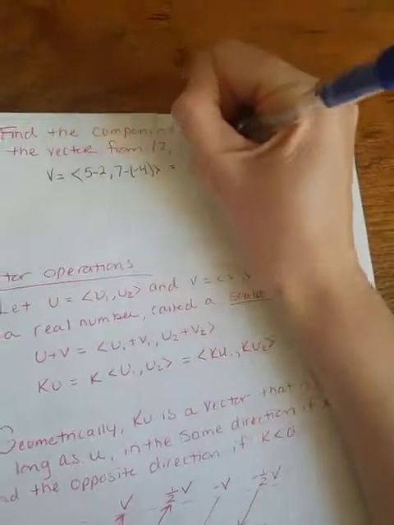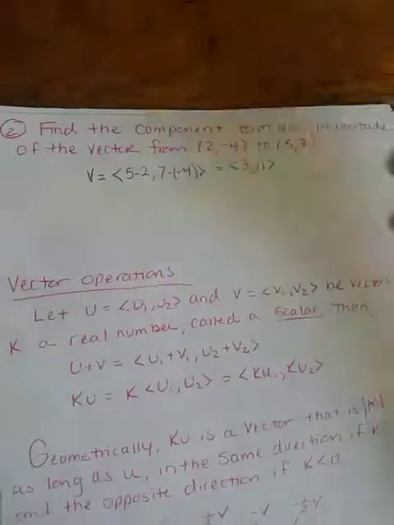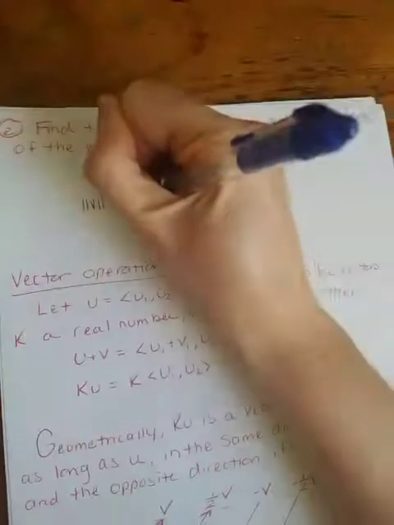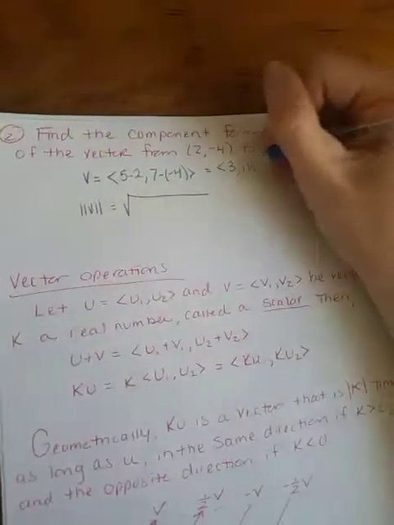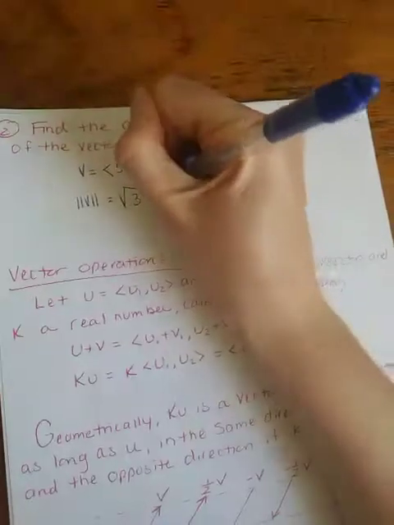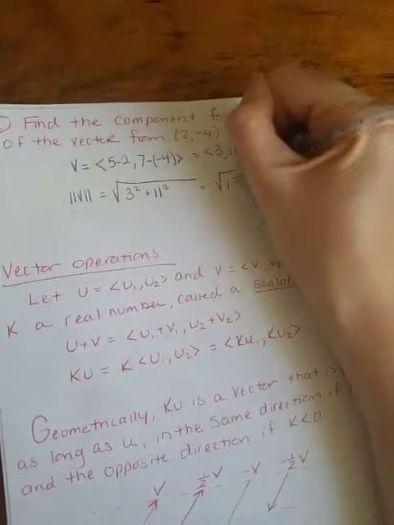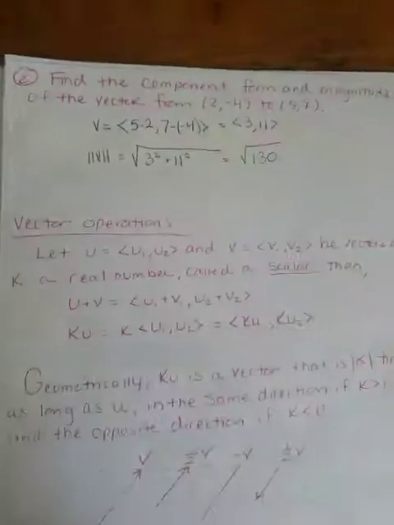So my component form is going to be ⟨3, 11⟩. Again, make sure you use that arrow notation. So that's the component form. Now we want the magnitude, so make sure you use the proper notation there. To find the magnitude in component form, you're just squaring v sub 1 and v sub 2. So you're doing 3 squared plus 11 squared, which simplifies to root 130. And that's your answer for that piece.